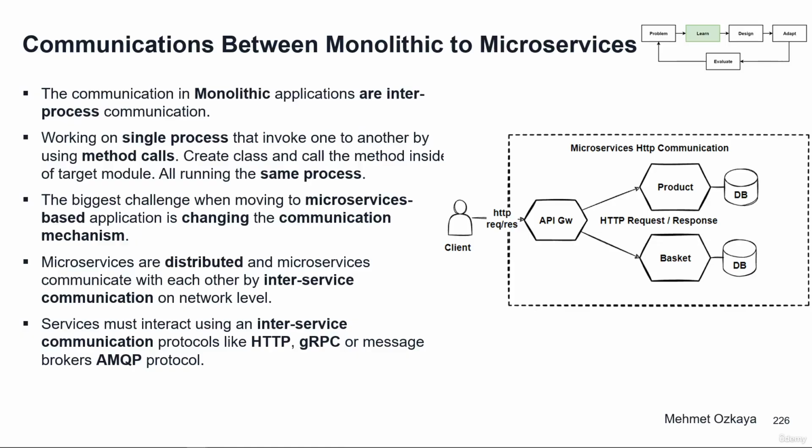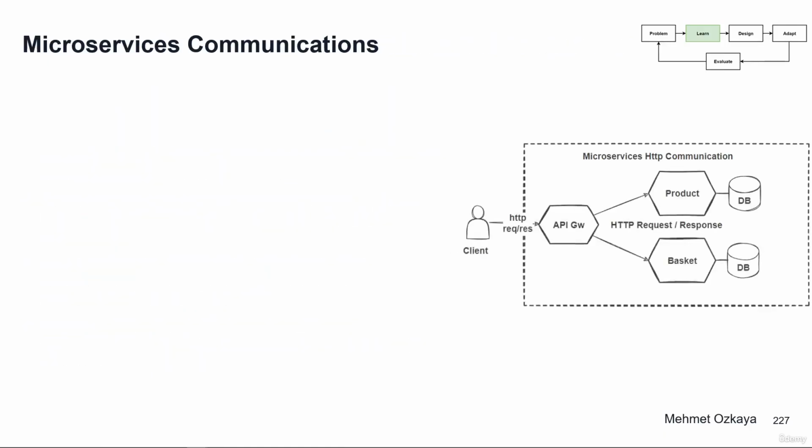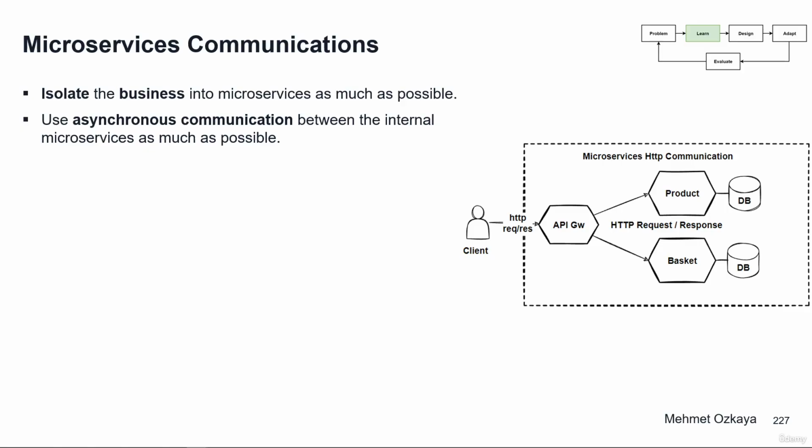Since microservices are complex structure into independently developed and deployed services, we should be careful when considering communication types and manage them into the design phases. For that reason, when designing microservices, we should isolate the business into microservices as much as possible. And we should use asynchronous communication between the internal microservices as much as possible. But of course, in some cases, we have to use synchronous communication. In order to provide better synchronous communications, we should create well-defined APIs for inter-service communications.